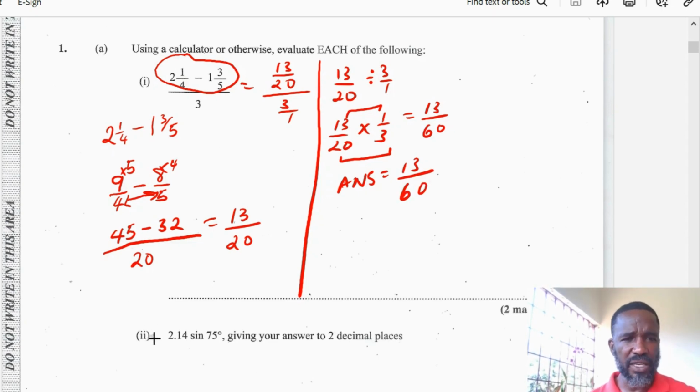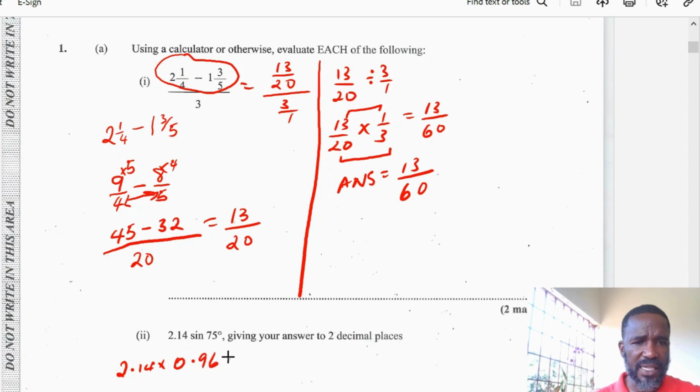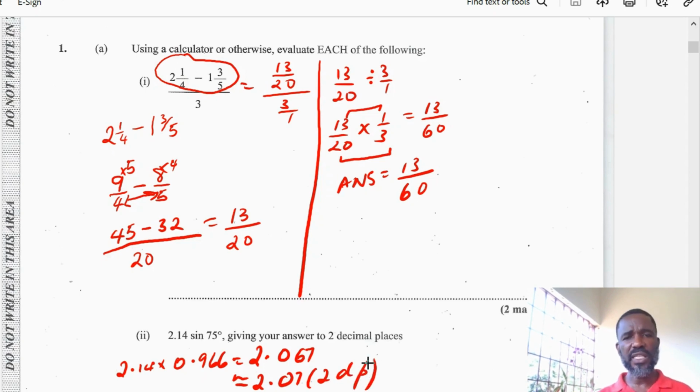Now, in part 2 of the question, we are asked to evaluate 2.14 multiplied by sine 75, giving your answer to 2 places of decimal. So here we have 2.14 multiplied by sine 75, which is the same as 0.966. When we multiply 2.14 times 0.966, that is 2.067 to 3 places of decimal, but we must write that to 2 places of decimal. So it's 2.07 written to 2 decimal places, and that's how we go about doing these types of questions.